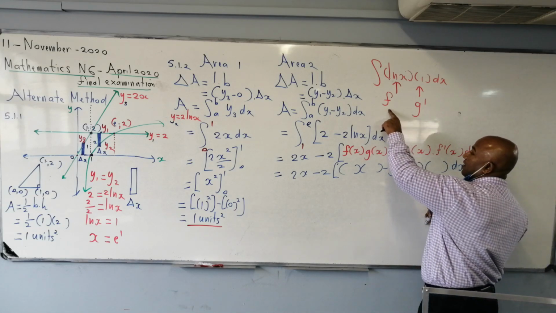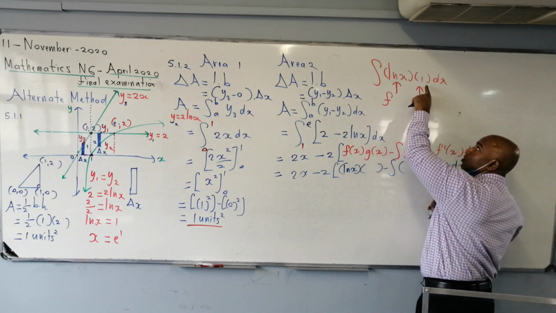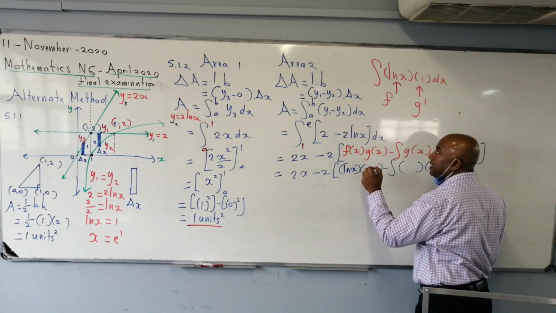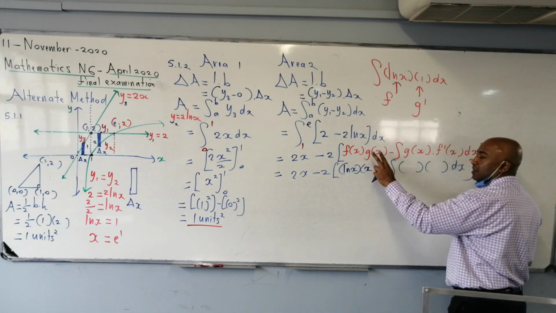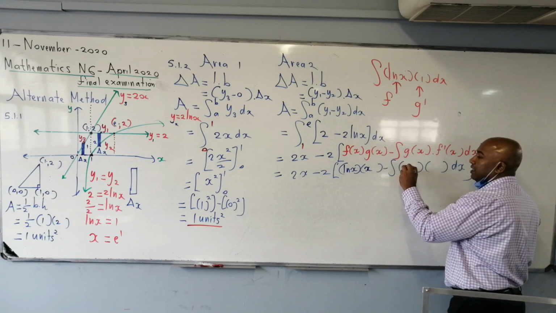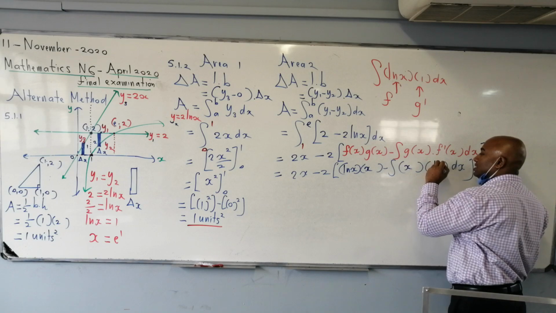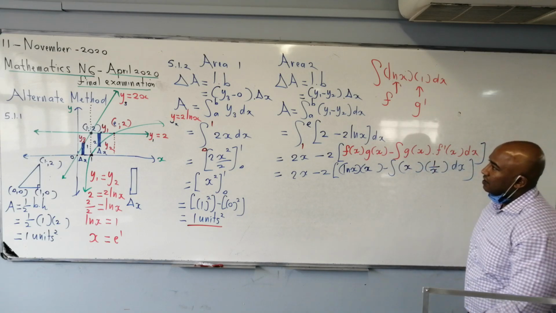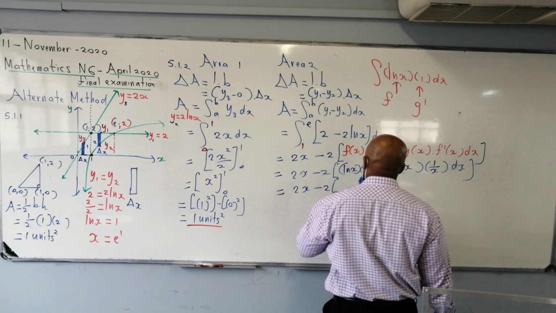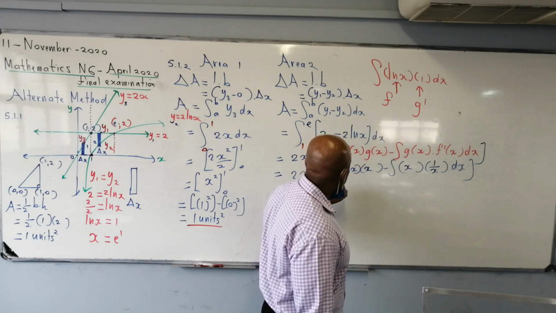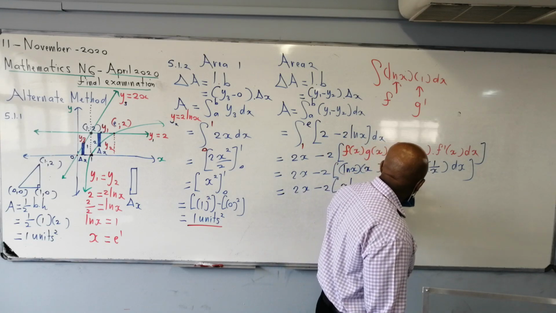So, what is f? f is ln x. g is not 1, g prime is 1. So g will be the integral of 1, which is going to be x. So there's my x here. Whatever I write down here, I copy down there, there's my x. f prime x means differentiate ln x, which is 1 over x. So now we got 2x minus 2, and then I have here x ln x minus the integral of 1.